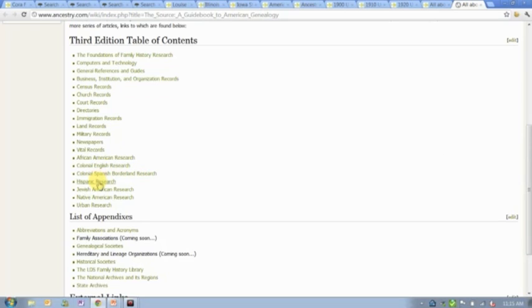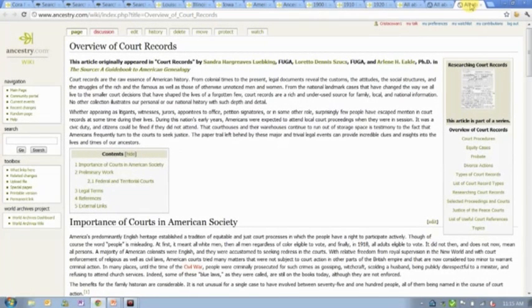So we were just looking at Hispanic research. As you can see, there are any number of other topics here. Somebody also asked me yesterday on our tweet chat about adoption. And one of the first things you're going to want to know or do when you start looking into adoption is become familiar with the court records of the time and the specific place where you are researching to find original birth records for people who've been adopted.